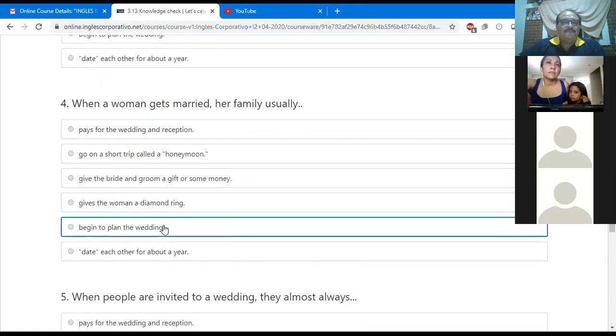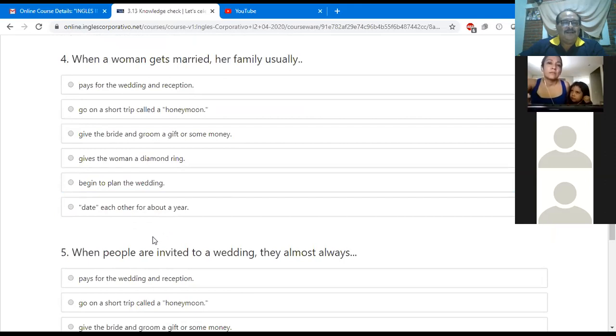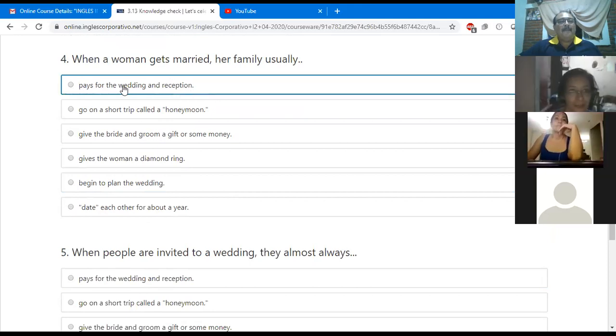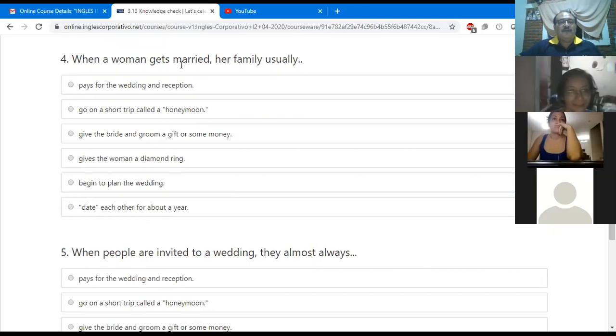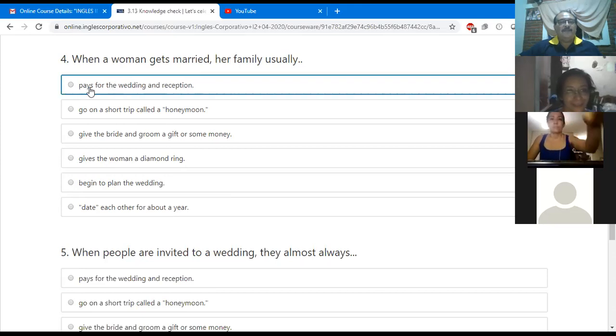I think they go first to the honeymoon. When a woman gets married, her family usually pays for the wedding and reception.